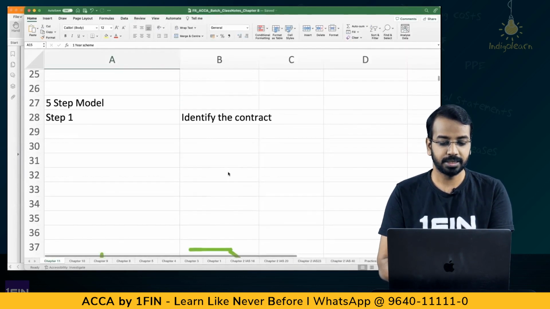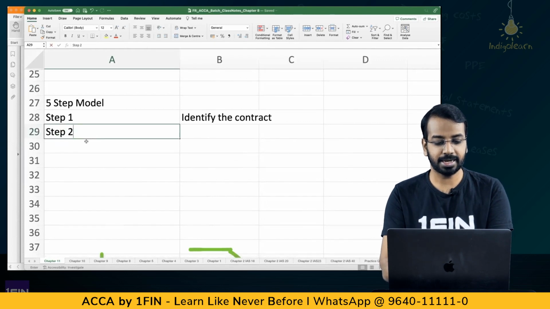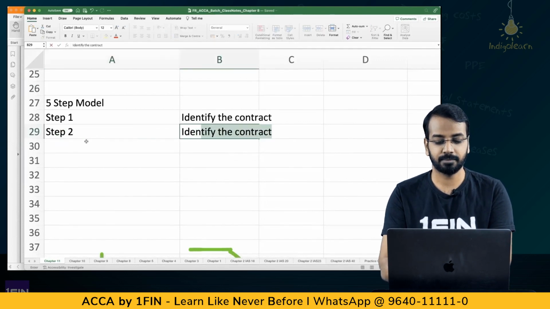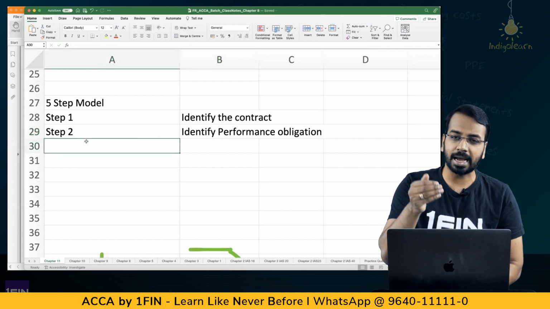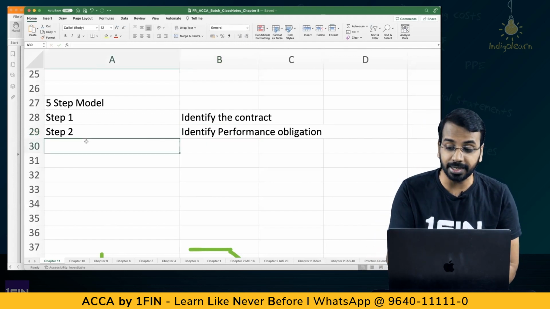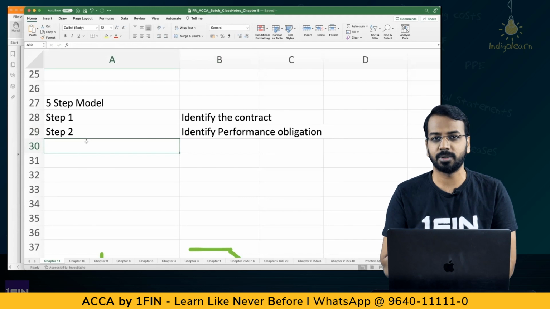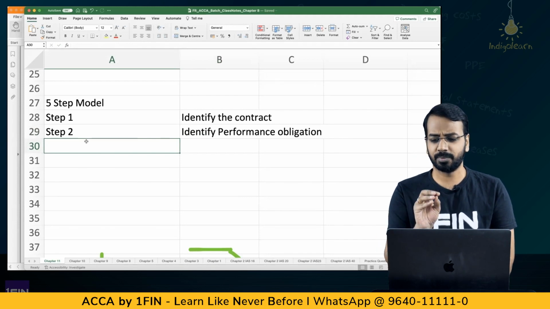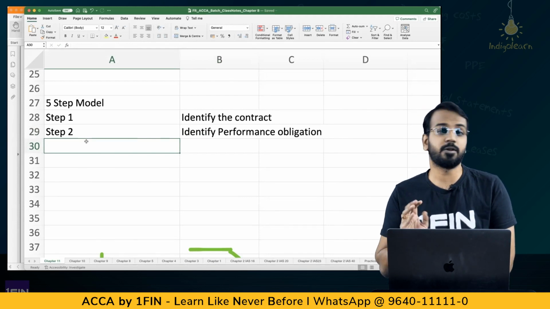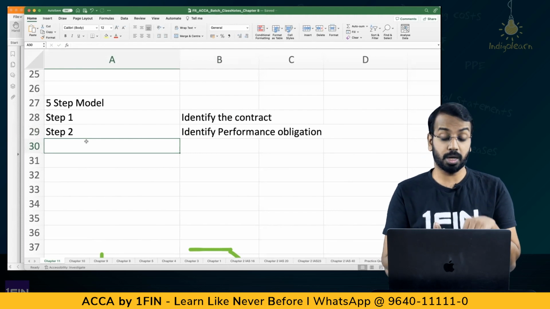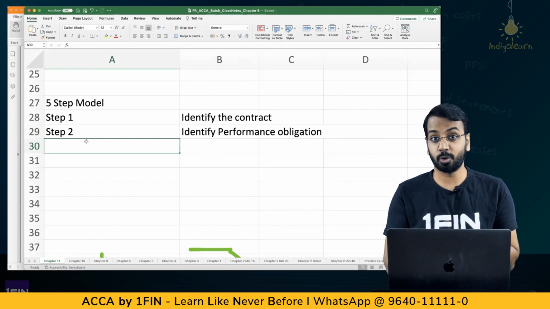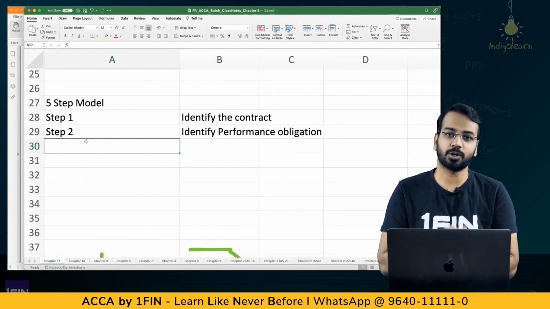So there is a contract. Second step is identify performance obligation. Now, this term is self-explanatory. Of course, IFRS 15 gives us more details about what a performance obligation is. But to give a very simple example, you purchase classes from us. What is my performance obligation? To give you access to lectures, to conduct mock tests, to clarify your doubts. All of these are my performance obligations.